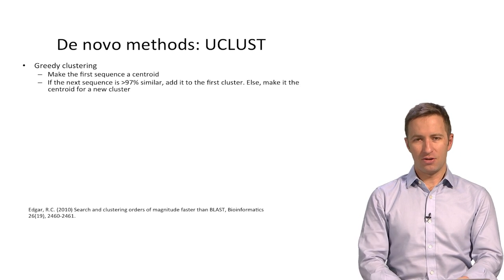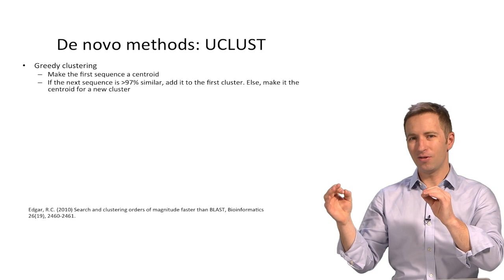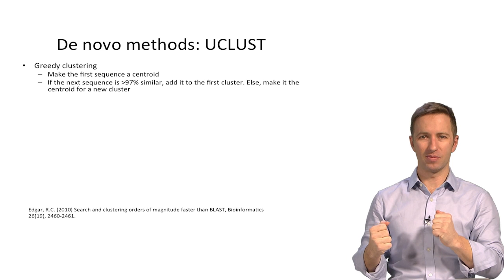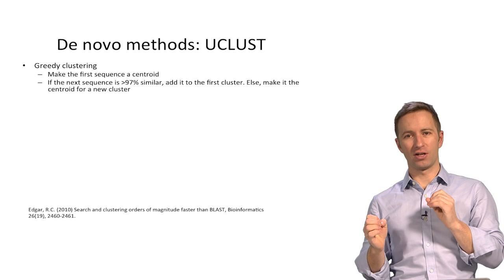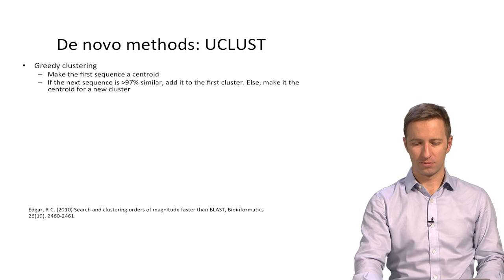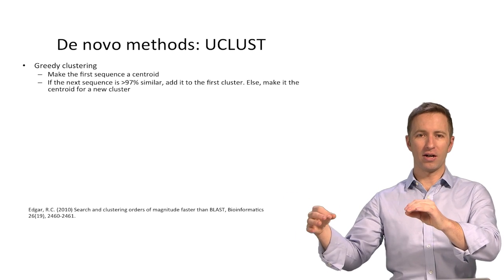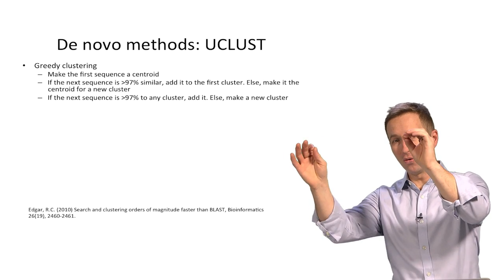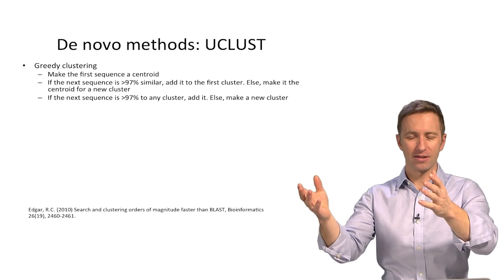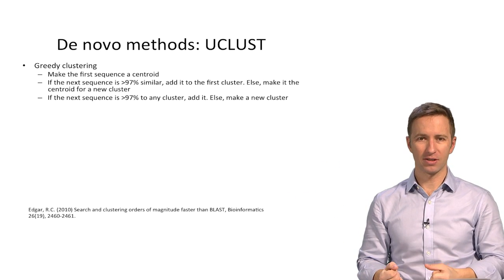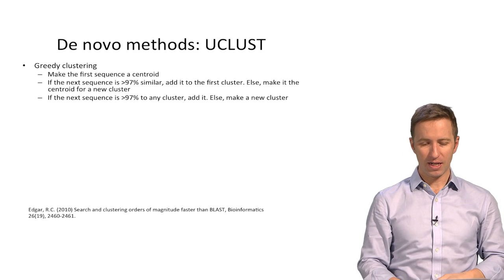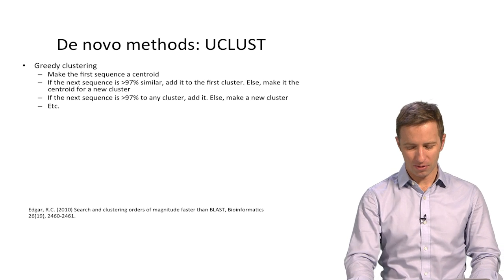Then you pull out the next sequence. If that sequence is sufficiently close to the first sequence, so if it's within 97% similarity, then you add it to the first cluster. If it's below that threshold, you use it as a new centroid. Then you pull out another sequence, and you compare it to both of the first two clusters. If it's sufficiently close to either one, you add it. You just pick one. Hopefully you pick the closest. And then you move on. If not, you make a third cluster. And you just keep doing that until you're done with all of the sequences.